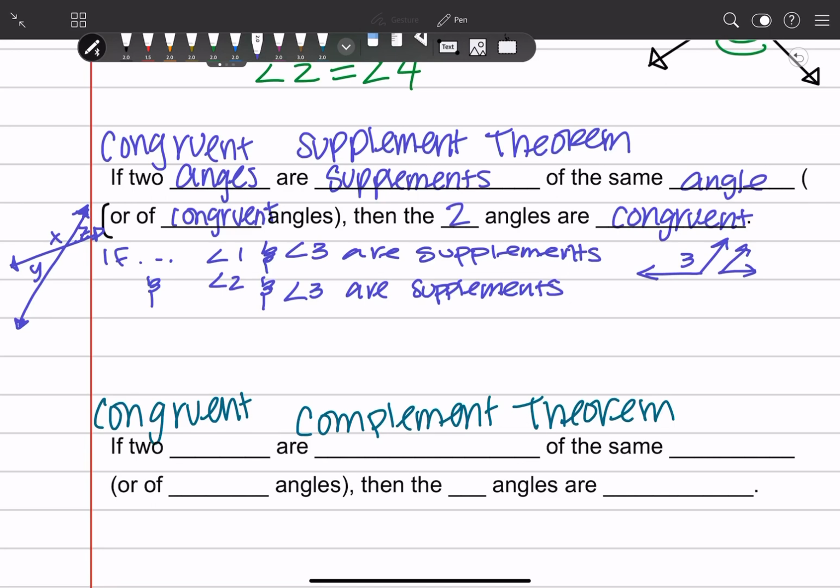So angle 1 and 3 are supplements, okay? But angle 2 is also supplementary to angle 3. Well, what you'll notice is that 180 minus whatever angle 3 is going to be the same regardless of whether it's angle 1 or angle 2. So therefore, you can say that angle 1 is congruent to angle 2.